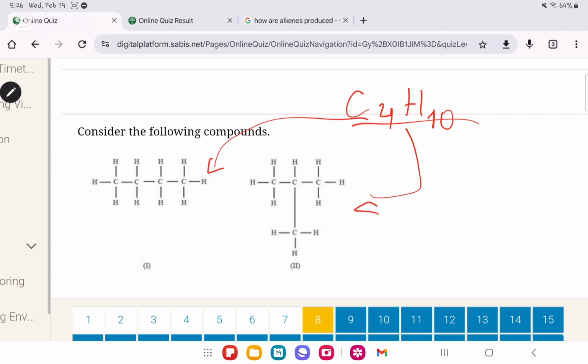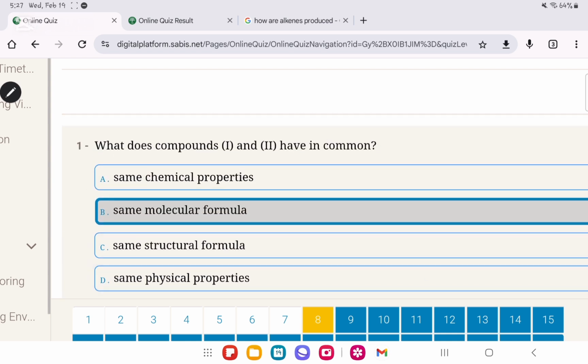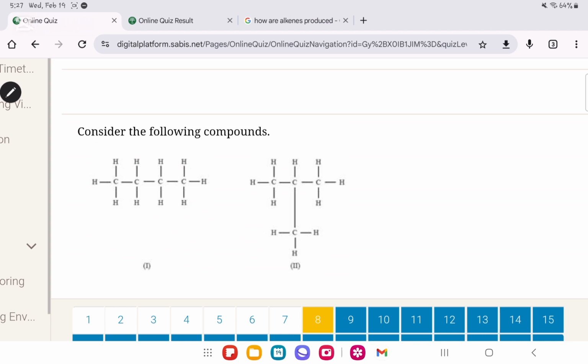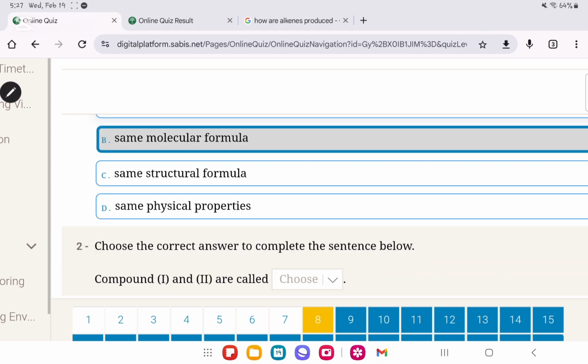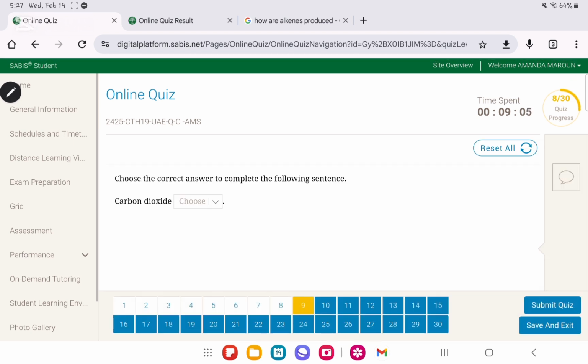Now, based on the C4H10, we can tell whether it's an alkane, alkene or alkyne. By looking, you can see that it's an alkane because it follows this formula CnH2n plus 2. Now, they have the same molecular formula, but they do not have the same structural formula. It's different. They don't have the same chemical properties for sure. They have the same molecular formula, but not the same chemical properties. And for sure, they also don't have the same physical properties. Now, because they have the same molecular formula but different structural formula and different chemical and physical properties, we call these isomers.